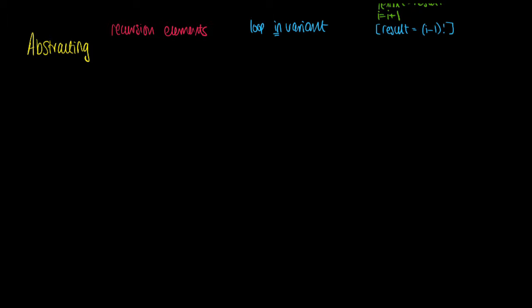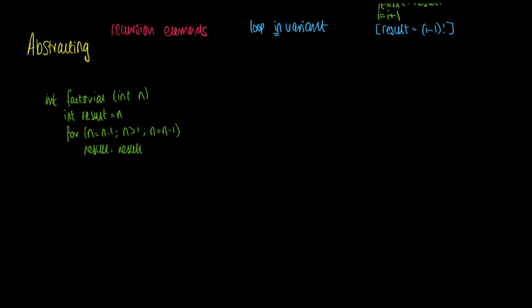We could have just as easily written our factorial function like this. Int factorial of int n is int result is equal to n, for n is equal to n minus 1, n is greater than 1, n is equal to n minus 1, result is equal to result times n, return result. This one goes backwards instead of forwards, but it still has the same elements as before.